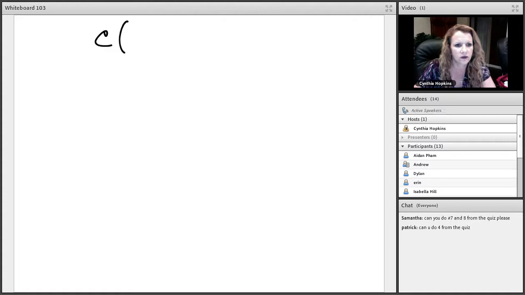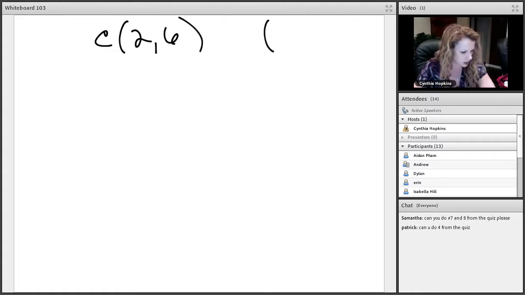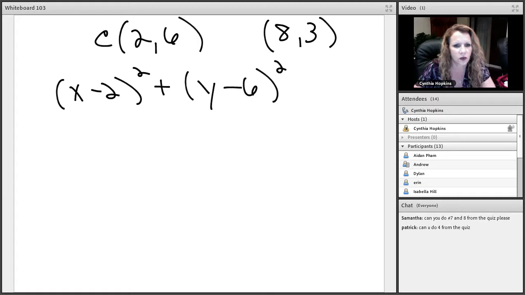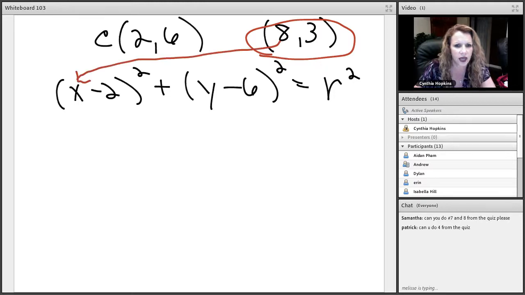Let me write the information they gave us again. So they told us the center was (2, 6), and they told us the circle contains the point (8, 3). So I'm going to write the left side of my equal sign again. So (x minus 2) squared plus (y minus 6) squared equals r squared. And this time, I'm just going to take this point that they gave me, (8, 3), and I'm going to plug it into my equation. So the 8, I'm going to plug in for the x, and the 3, I'm going to plug in for the y. And that will tell me what r squared equals.